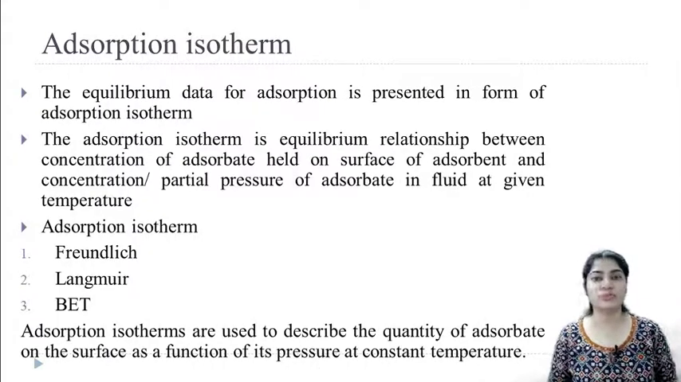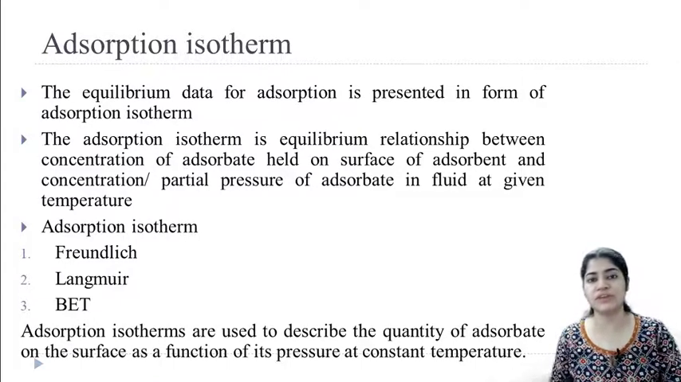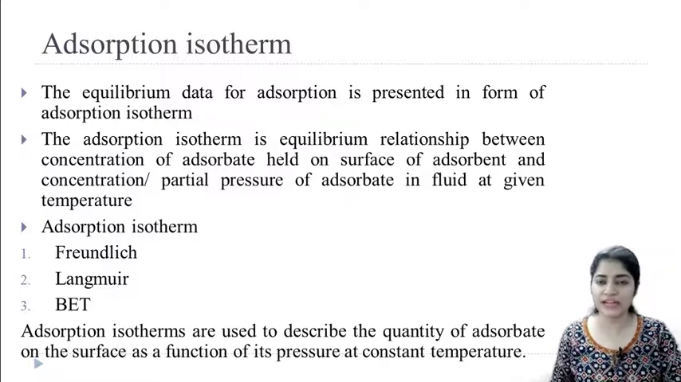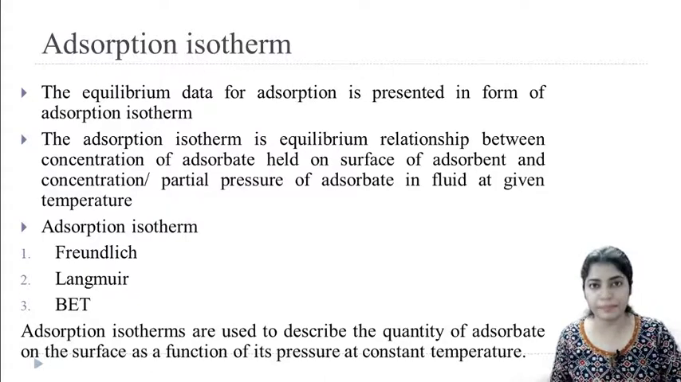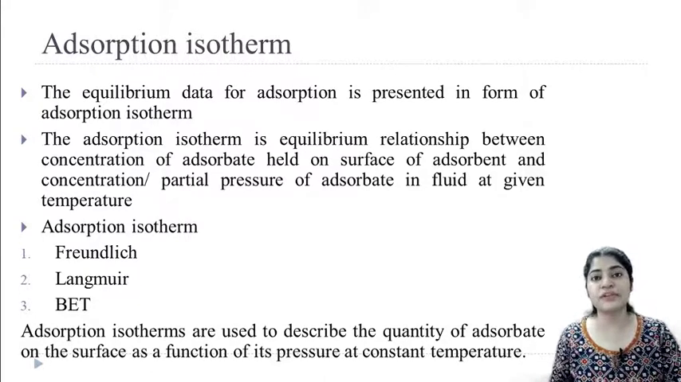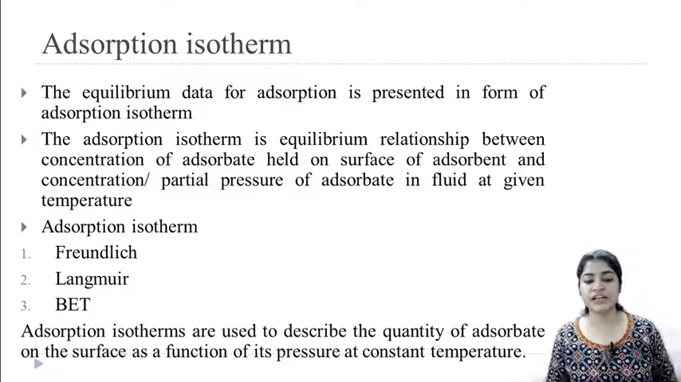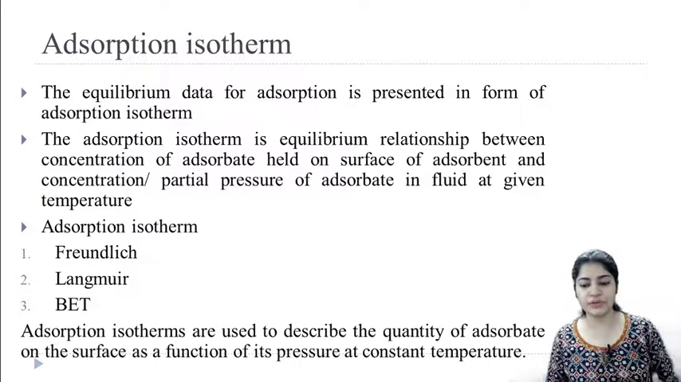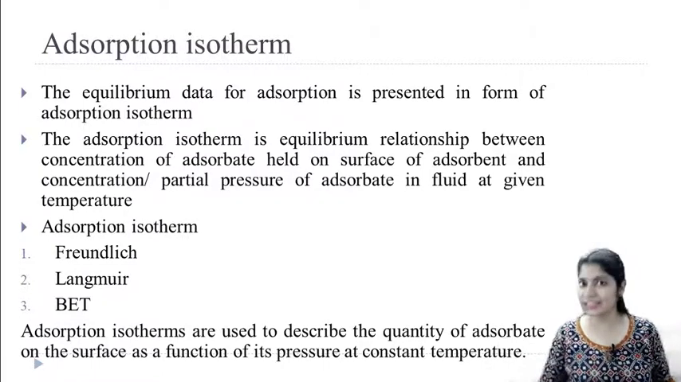Now, what is an adsorption isotherm, okay. The equilibrium data for adsorption is presented in the form of an adsorption isotherm. When equilibrium is achieved, that representation of equilibrium is your adsorption isotherm. So what is an adsorption isotherm? It is an equilibrium relationship between the concentration of adsorbate held on the surface of the adsorbent and the concentration or partial pressure of adsorbate in the fluid at a given temperature. Amount which is adsorbed and amount which already exists at that temperature, okay.